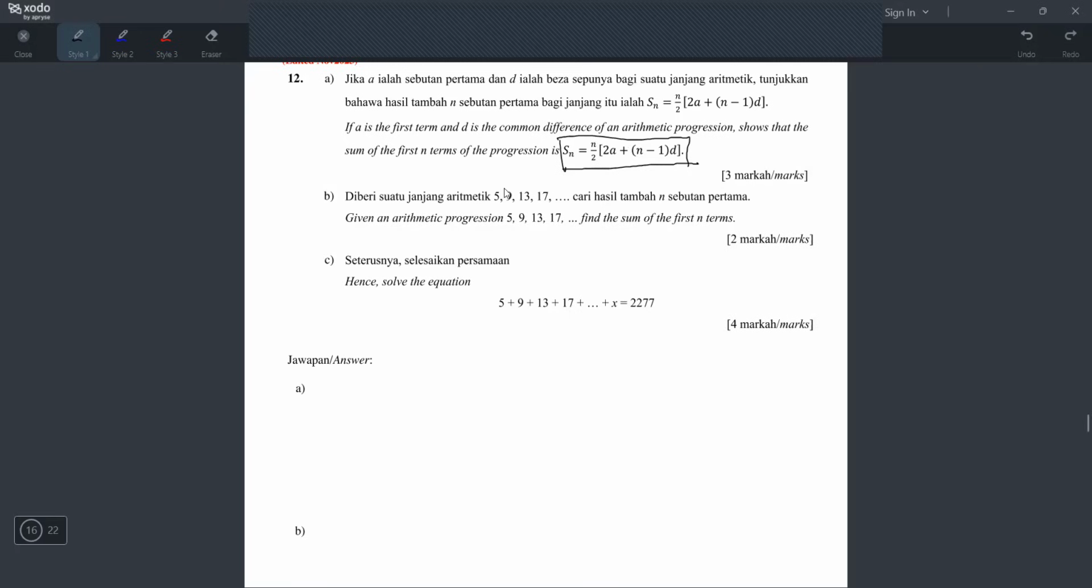Okay, if you want to prove this formula, you actually need the TN formula, right? What is the TN formula for arithmetic? A plus n minus 1D. Do you remember this? This is the TN formula and this is the SN formula, right? But this one they want me to prove, right? Okay, how will I prove it? Okay, the A will be the first term, D will be the common difference.